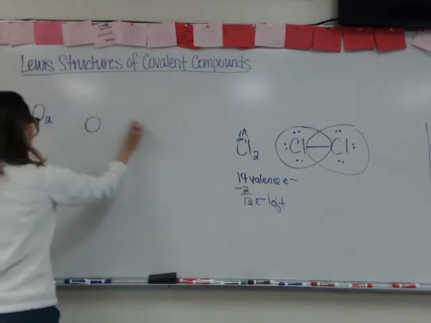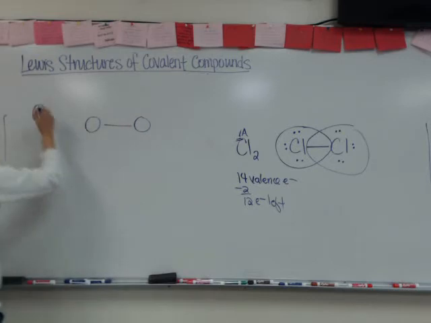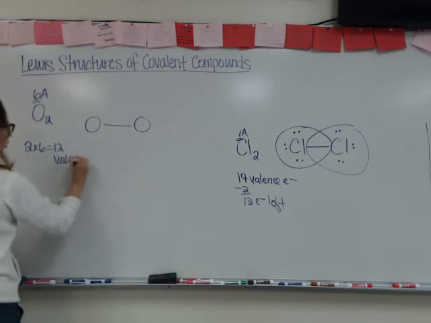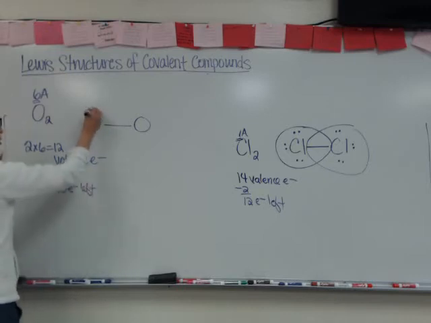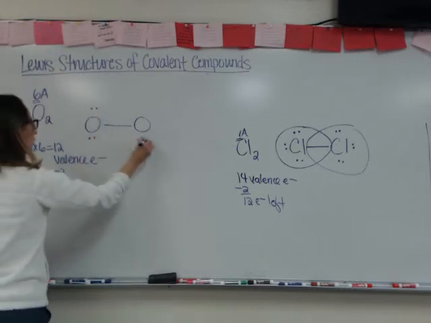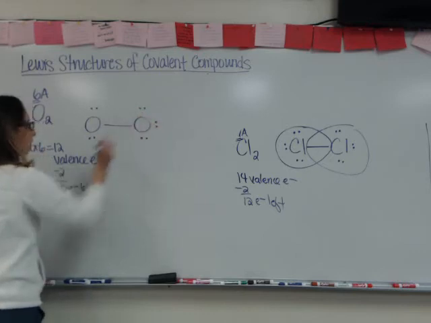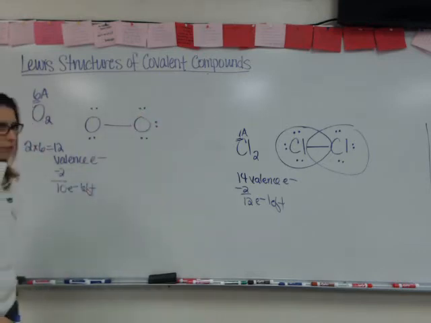I want to put them next to each other, connect them with a line, which is a single bond. Oxygen is in 6A, so I have a total of 12 valence electrons to work with. I drew in 2 with that bond, so I have 10 electrons left. So 2, 4, 6, 8, 10.